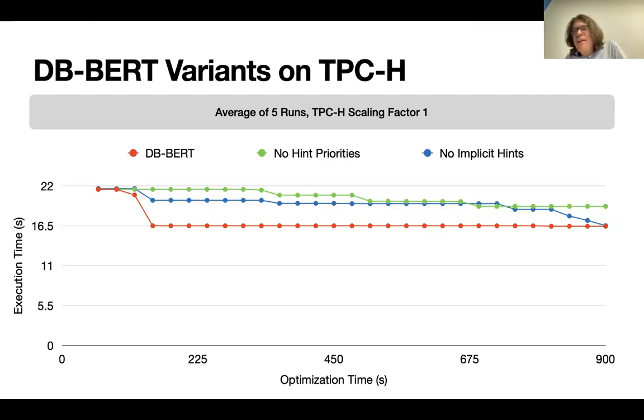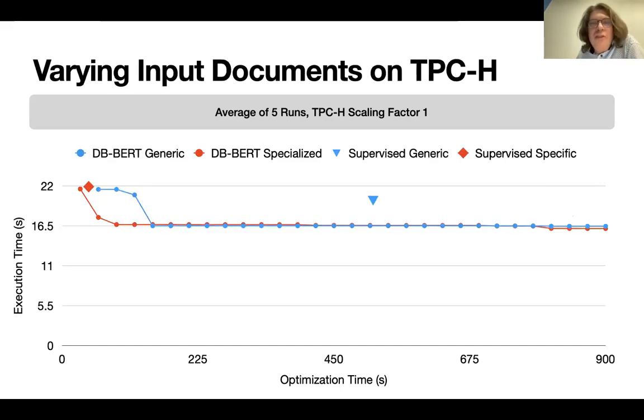I have also tried out a couple of different variants of DB-BERT. For instance, what happens if we don't prioritize hints during the pre-processing stage and just process them in random order. This is the green line that you see here. And it turns out that this actually degrades performance. It takes longer to find interesting configurations. Equally, if you don't consider implicit hints, it takes DB-BERT longer to find interesting configurations.